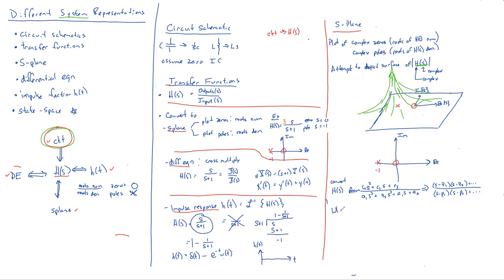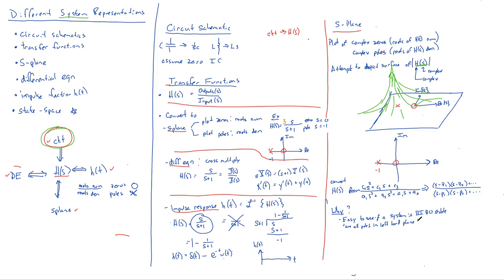And why on earth would you go through this pain? Well, there's a few reasons. One is that it's really easy to see if a system is bounded input, bounded output, stable. And the answer is, are all the poles, we only care about the poles, in the left-hand plane?